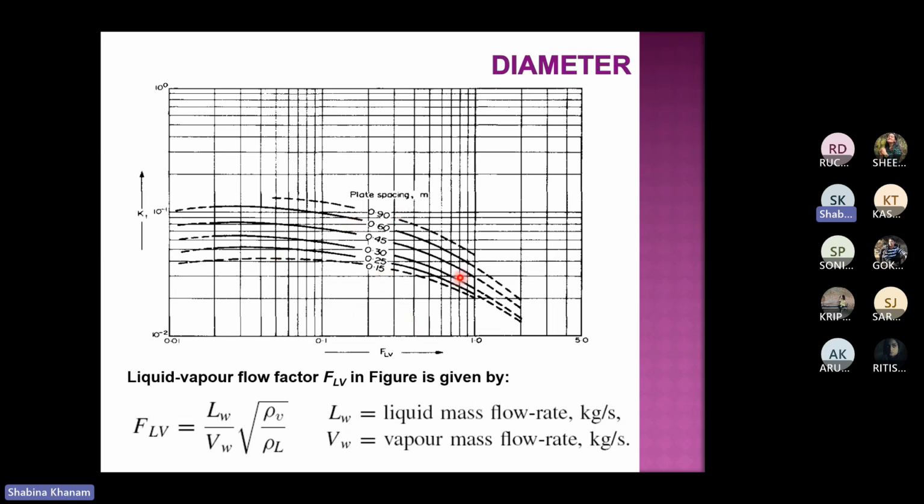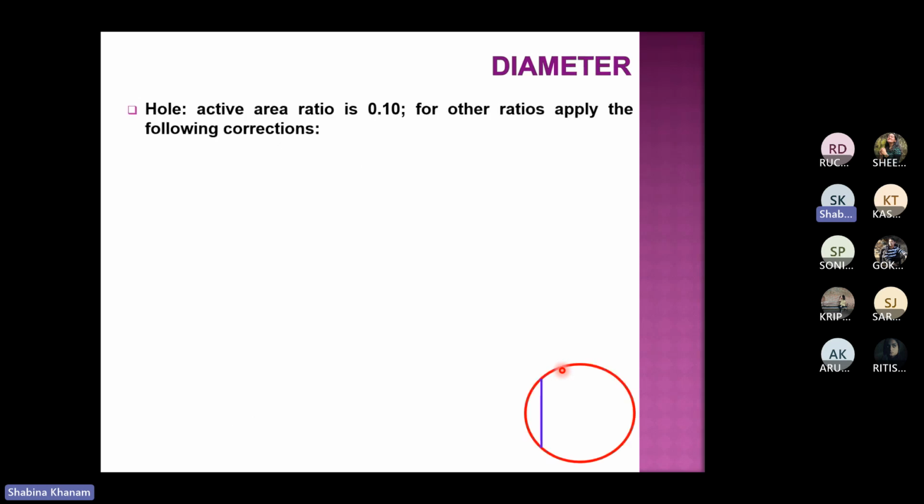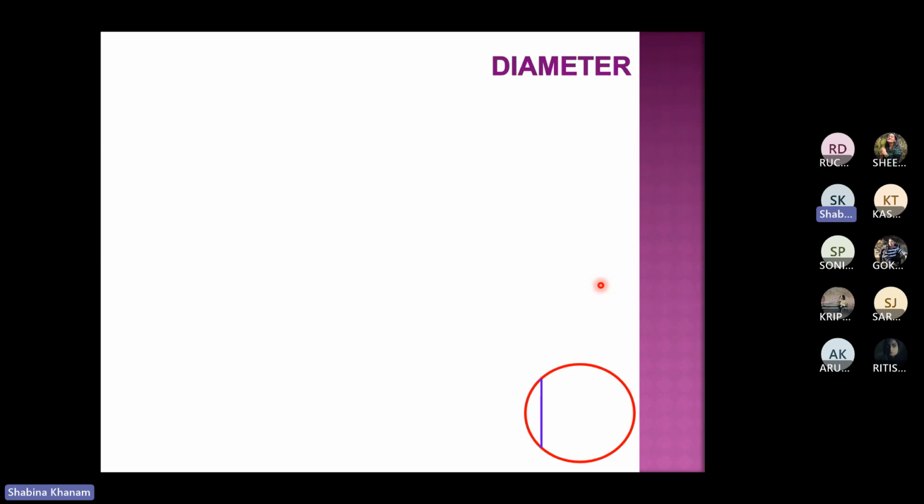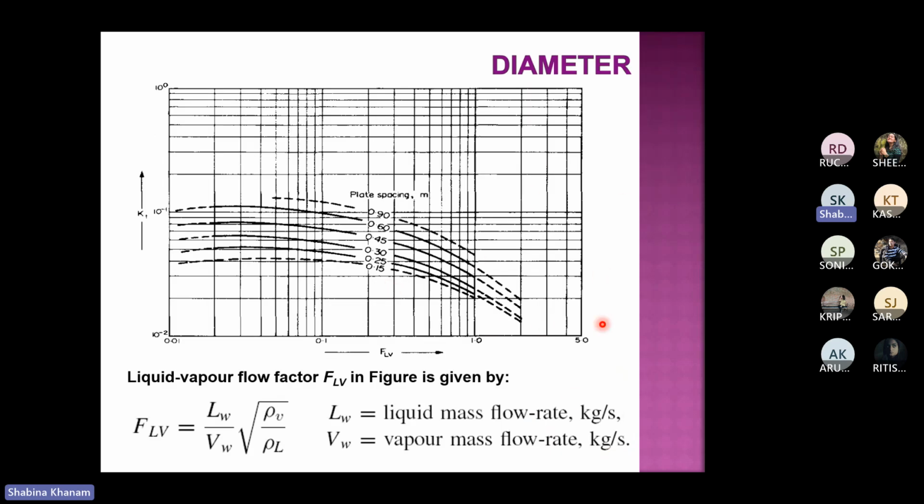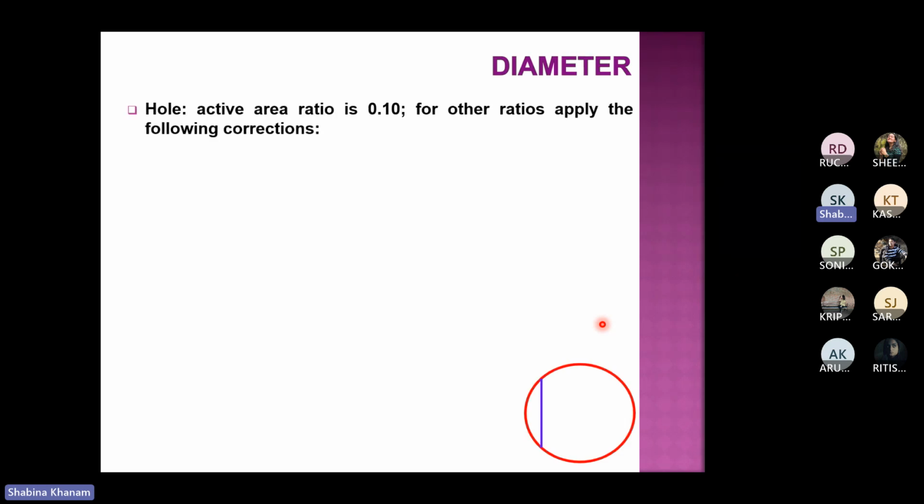Another point is, when I am considering this particular graph, this graph has been given by experiments. So the K1 will depend on certain conditions. What these conditions are, let's discuss. The condition is hole to active area is 10%. For other ratios, apply the following corrections. So when we have considered this particular graph, hole to active area of 10% has been considered while performing the experiments.